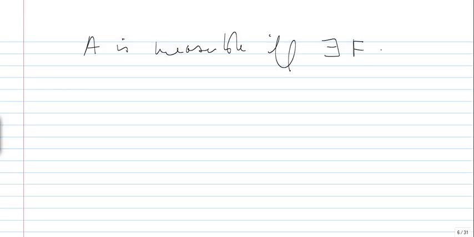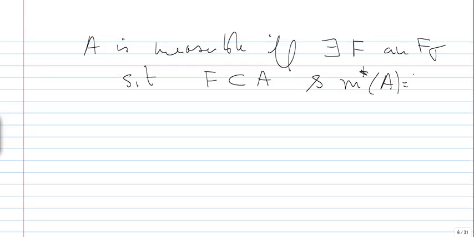The second part is interesting because it asks us to show that A is measurable if and only if we can find an F sigma set F such that F is included in A and the outer measure of A is equal to the outer measure of F. Okay?